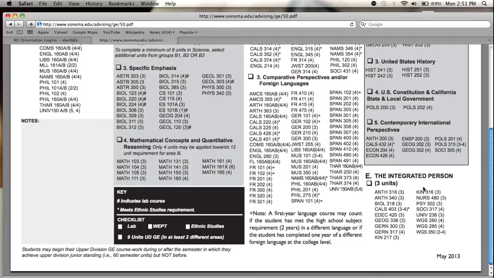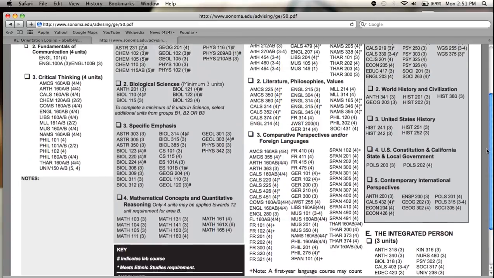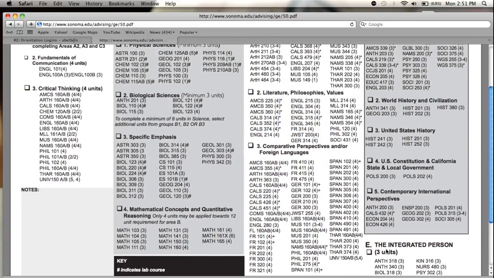And the reason for that is that in the key, you have to take 9 units of upper division GE in at least 2 different areas. So if you were to complete the GE pattern without any upper division units, then you'd still have to go back and repeat a few categories to get those 9 units of upper division GE. So I usually recommend to wait to take C2 and E categories until you're an upper division student, because there are a lot of upper division classes in these 2 categories, so you can kill 2 birds with 1 stone with that.